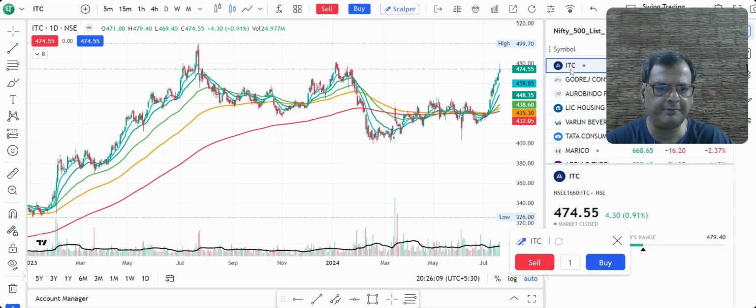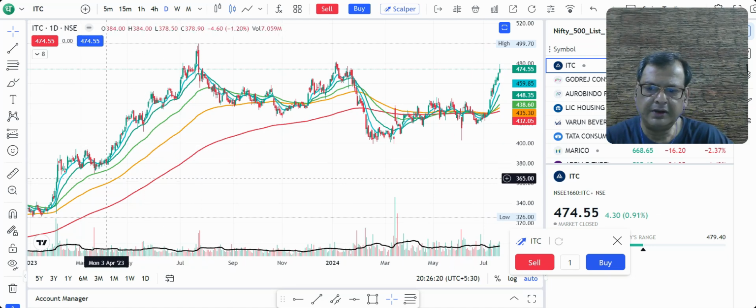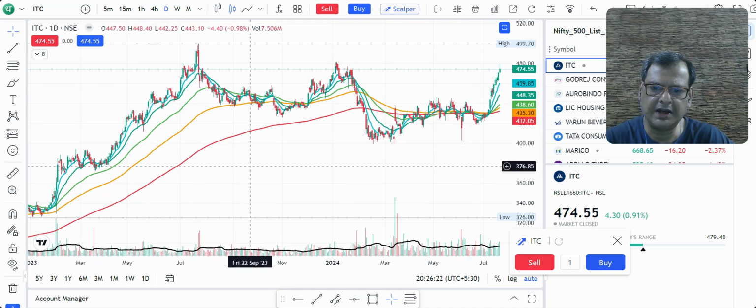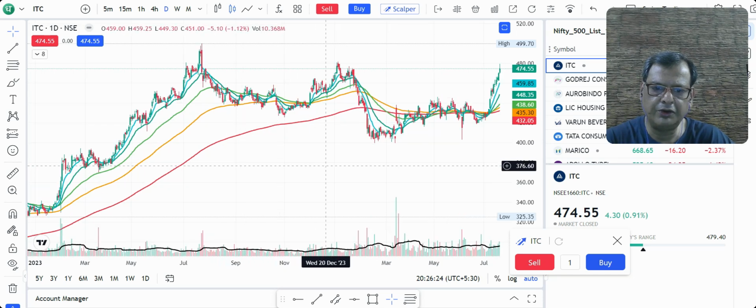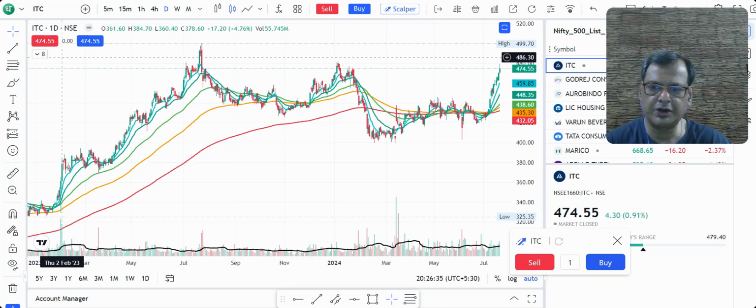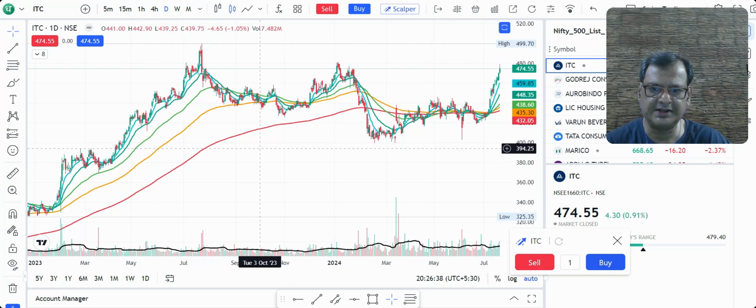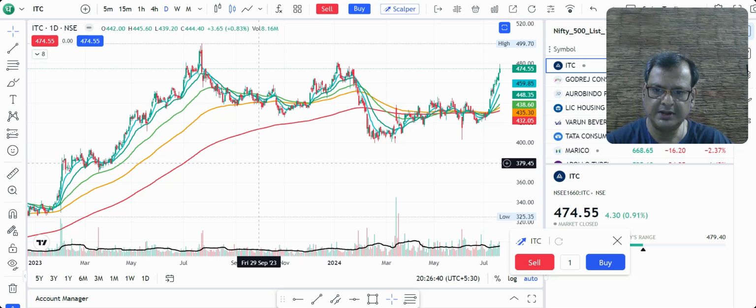So here I have ITC, and I've got a couple of moving averages, the 9, 20, 50, 100 and the 200 moving averages plotted out. Now, if I didn't know the concept of higher high and higher low, how am I going to identify whether this instrument is in a bull run, in a bear run, or is range bound? So I've got a daily candle here. I'm using normal candlesticks, right?